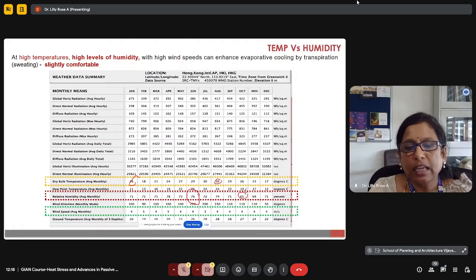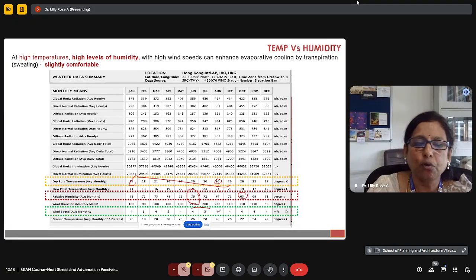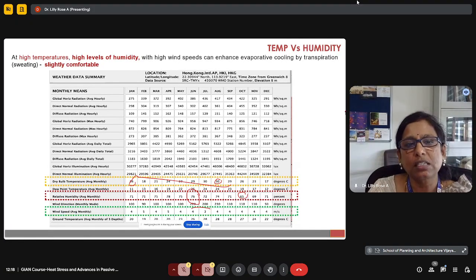But here the comfort conditions are comparatively better than Vijayawada, though the temperature reaches 30 degrees and the relative humidity is similar to what we experience in Vijayawada. Here the temperature ranges are different, and the higher wind speed, 3 to 4 or 5 meters per second, enhances the comfort.